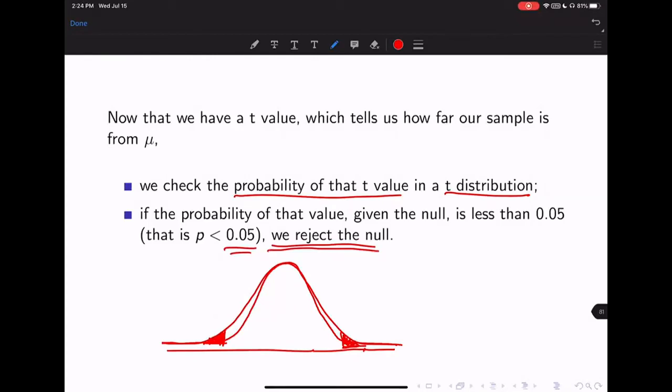I'm emphasizing each word here because this is where, as I said, misinterpretation happens. When we reject the null, what we actually do is we say, we think our data, we think our sample mean is not consistent with the null hypothesis.